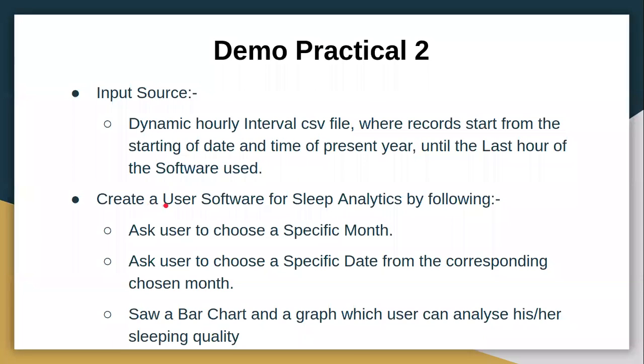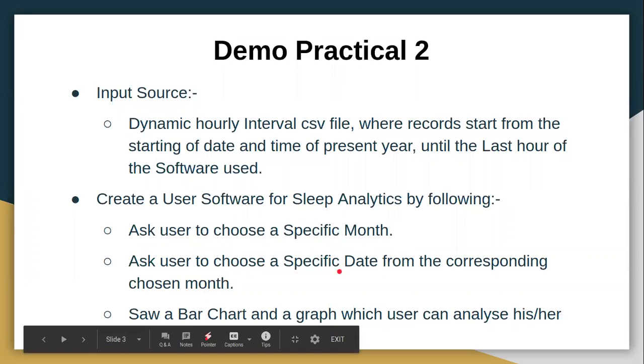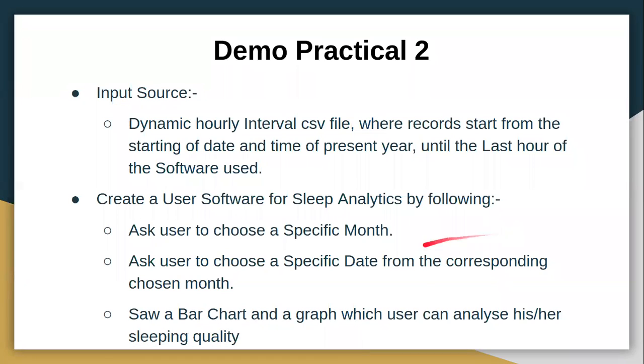So what does a user want from the software? First, it asks the user to choose a specific month. There are a number of dates, right? We have 365 days in a year. So we have to choose a specific month, and within that month we have to choose the specific date. Then after choosing the date, show a bar chart and graph analyzing the sleeping quality: how much percentage he has slept.